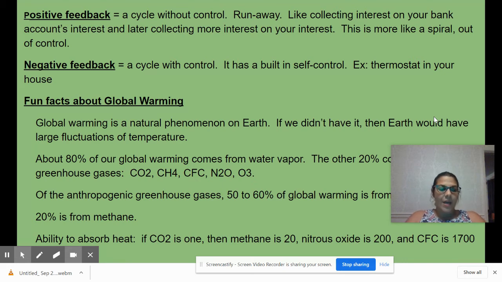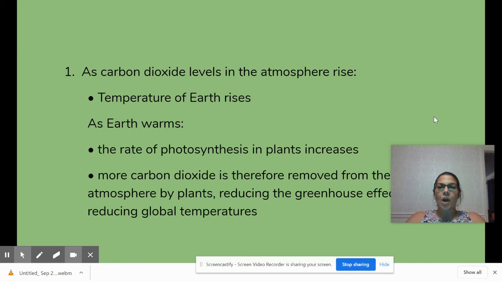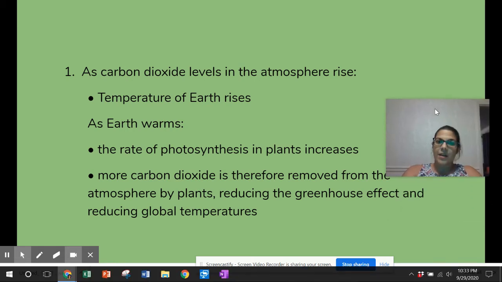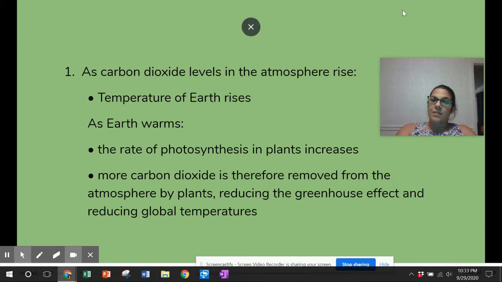So what we're going to do now is you guys are going to go through, I believe it's 6 different examples, okay? And you're going to have to answer whether they're positive or negative feedback loops. As carbon dioxide levels in the atmosphere rise, temperature of the earth rises. As earth warms, the rate of photosynthesis in plants increases. More carbon dioxide is therefore removed from the atmosphere by plants, reducing the greenhouse effect and reducing global temperatures. Okay, so is this positive? It keeps going, going, going, or is this negative where it goes and something kind of ticks it back?